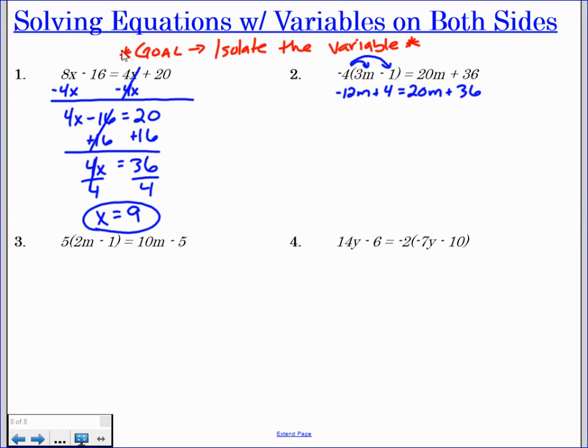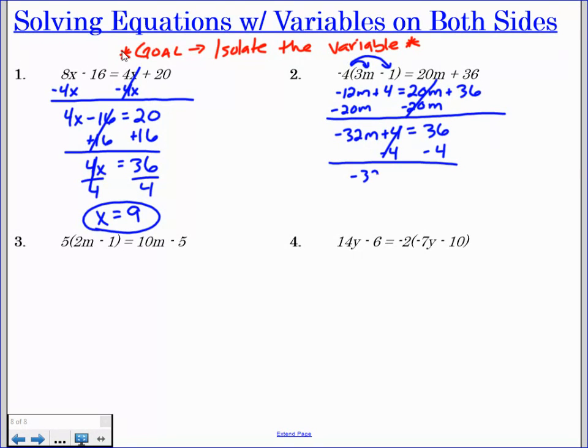Just do the same thing as last time. I'm going to move the 20m. I'm going to get rid of the 20m on the right and move it over to the left. It's going to cancel it here and make my m term negative 32m plus 4 equals, bring down that 36. Okay, from here, I got a nice, simple, standard two-step equation. I'm going to subtract 4 from both sides. It's going to give me negative 32m equals 32.